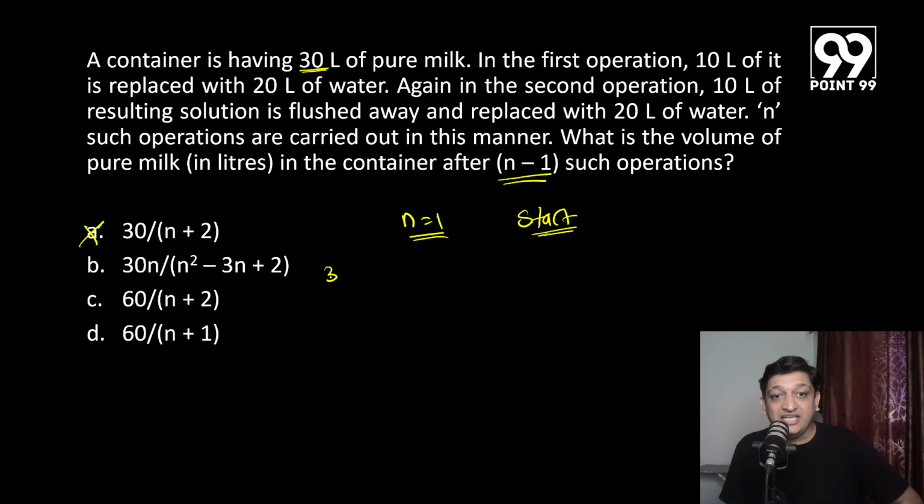30n, that is 30, divided by n equals 1 minus 3 plus 2, will make this 0. So this is absolutely not my answer. 60 upon 1 plus 2, or 60 by 3, 20, not my answer. 60 divided by 1 plus 1, 60 divided by 2, 30, that is my answer. So I don't need to do any iterations. I just need to put n equals 1 and I should be fine in this particular context. You need not even put n equal to 2. Just put n equal to 1 and you should be done.